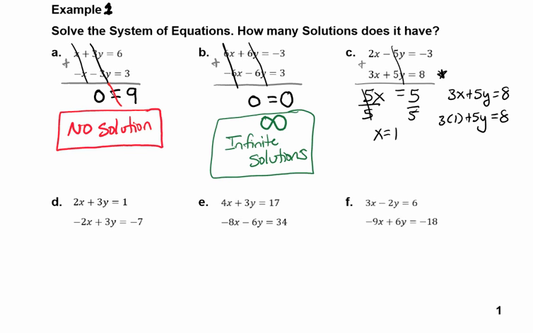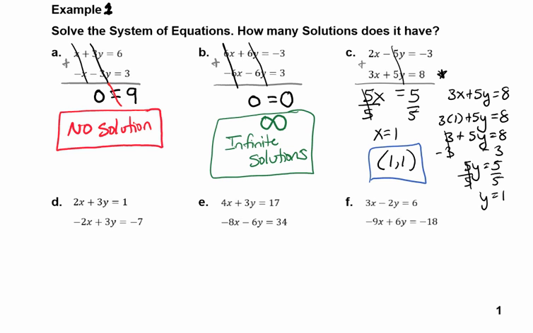So we have 3 times 1 plus 5y equals 8. So we have 3 plus 5y equals 8. So now we want to solve for y, to get the y by itself. So we're going to subtract 3 from both sides, and that's going to give us 5y equals 5. Dividing both sides by 5 gives us y equals 1. So here, that gives us the ordered pair of 1, 1. When we plug them back into our top equation and our bottom equation, we're going to find that they both work. And so here, we've got one solution, which is 1, 1.